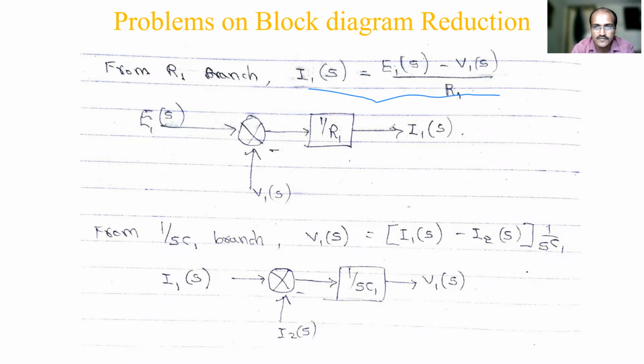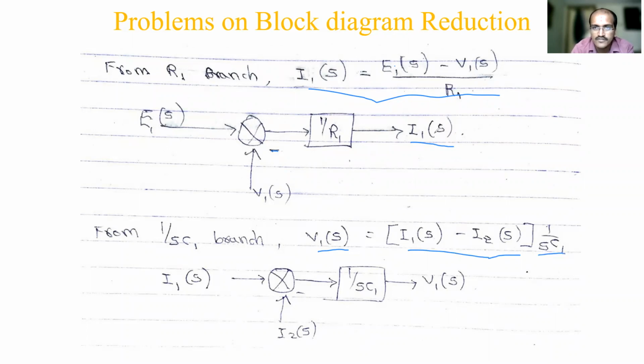Similarly, if we write the block diagram of this, I1 of S is the output. This R1 will be taken as denominator for both Ei of S as well as V1 of S. So first I will club both: Ei of S minus V1 of S, with a minus sign given here. After that, I multiply with 1 by R1, so the answer is the same: Ei of S minus V1 of S into 1 by R1 is I1 of S. Then second, from the 1 by SC1 branch, V1 of S, as I told you, is nothing but the current in that path, I1 of S minus I2 of S, into 1 by SC1.